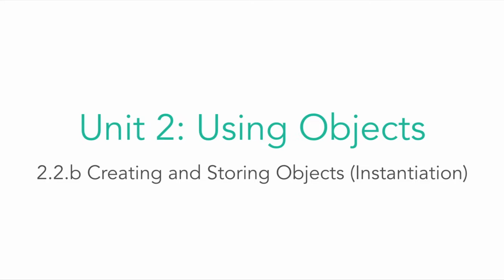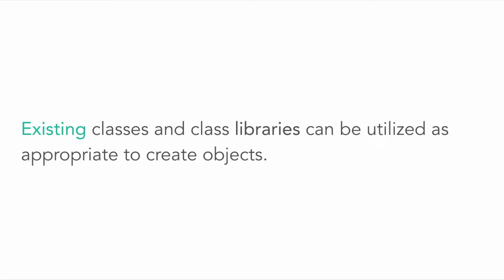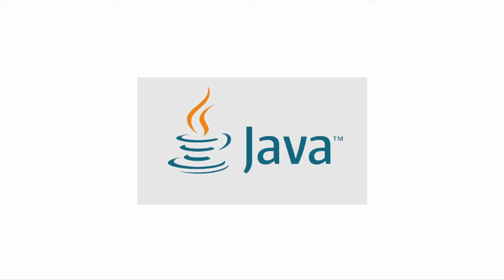Unit 2, Using Objects. Topic 2.2, Creating and Storing Objects, Instantiation. Existing classes and class libraries can be utilized as appropriate to create objects. Java libraries contain pre-existing code that can be used in your programs. You should check them out.